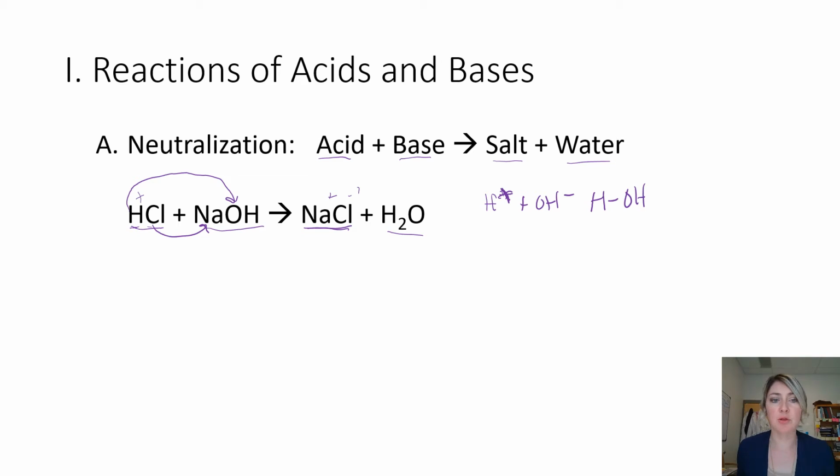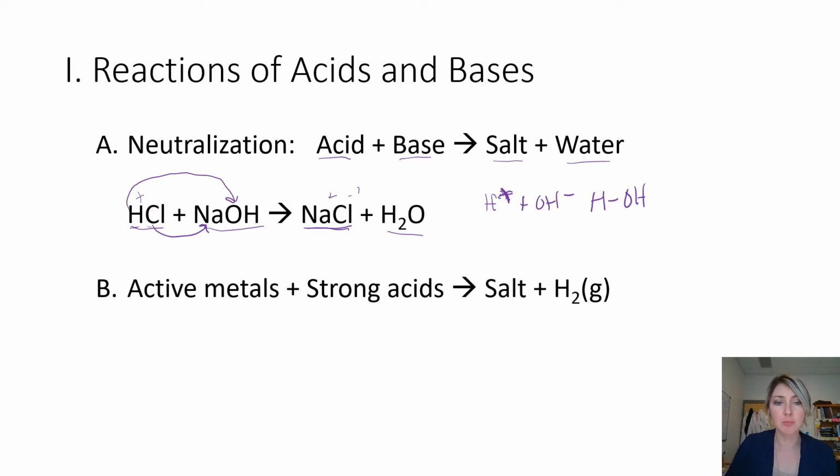When you're in lab, if you have an acid spill, you add a base to it. And that will neutralize it so that you don't have anything harmful on the ground or on the countertop. Our next reaction is between an active metal and a strong acid. This will always form a salt and hydrogen gas.